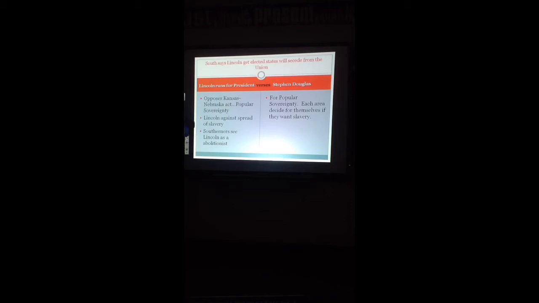Stephen Douglas ran on a platform of popular sovereignty. We need to let every section of the country begin to decide whether they want slavery or not. And so just from these two positions and platforms, you can see that the South would be much more for Douglas, even though Douglas was from Illinois, and much more opposed to Lincoln.